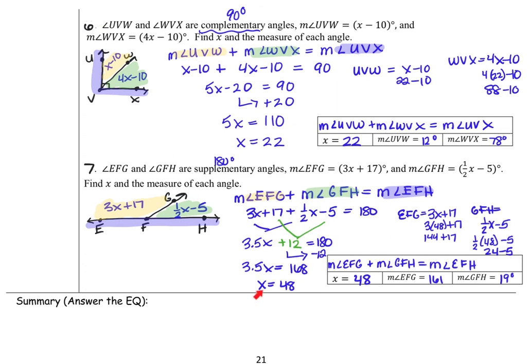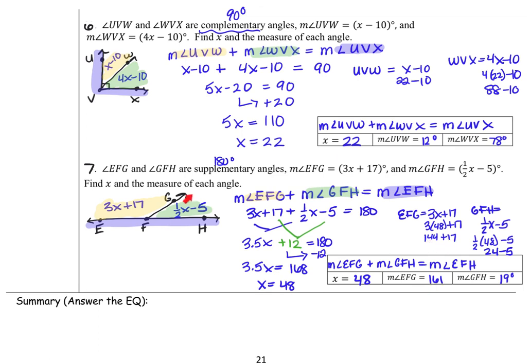Okay, so I got an answer of x equals 48. So when you combine your like terms, you have 3x and half x, that's 3.5x. And then combining 17 and negative 5, that's 12. After you subtract the 12 and divide by 3.5, you get an answer of 48 for x. Then if I want to find EFG, you take your answer for x, substitute it into that expression. So 3 times 48 is 144. 144 plus 17 is 161.